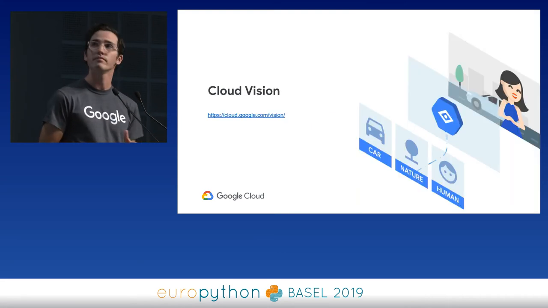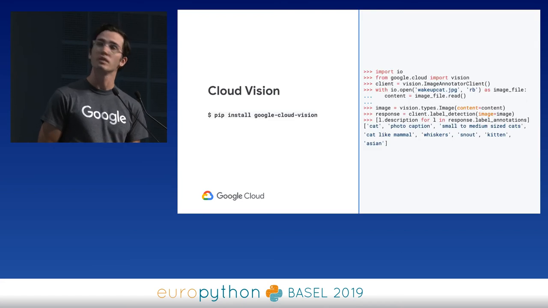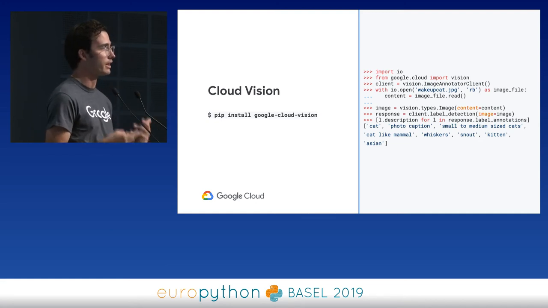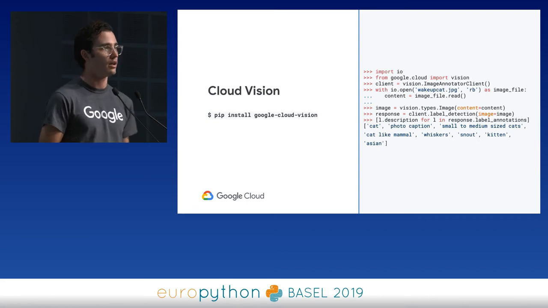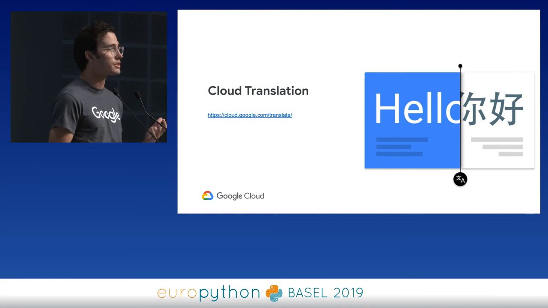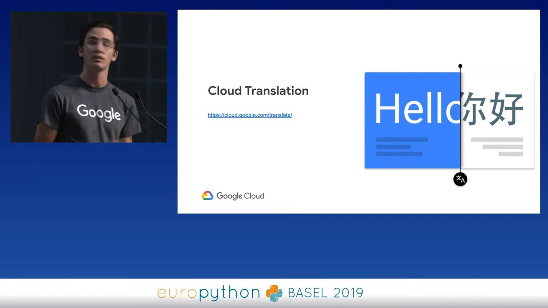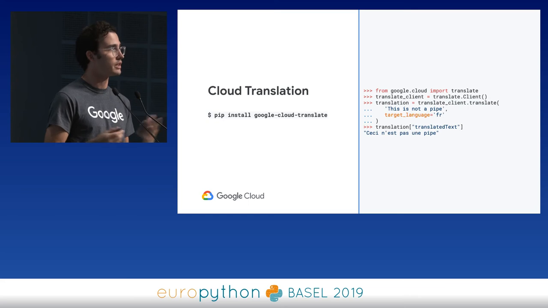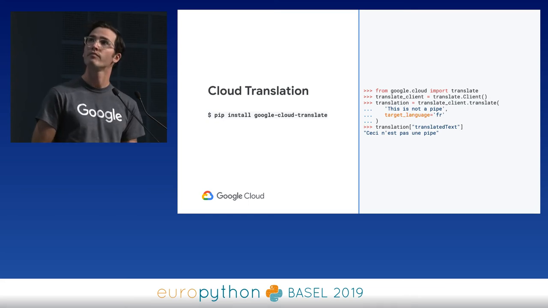We also have Cloud Vision. This one's pretty fun. You can send it an image. Here I sent an image of a cat, wakeupcat.jpg. And it correctly told me that it's a cat, photo caption, all that fun stuff. It'll do automatic analysis of what is in the image and the likelihood of each of those things. There's also translation, the same thing that we use for Google Translate. You can take a phrase, this is not a pipe, and get the translation. Translate to any language that you want that's supported by the API, all from Python.